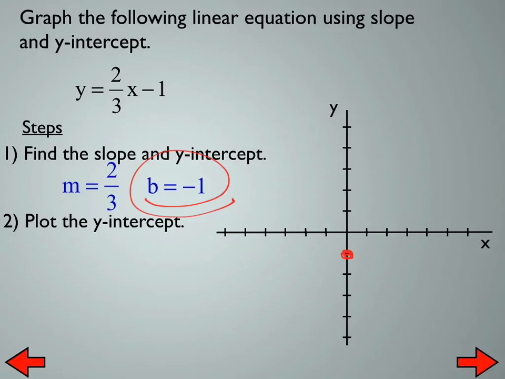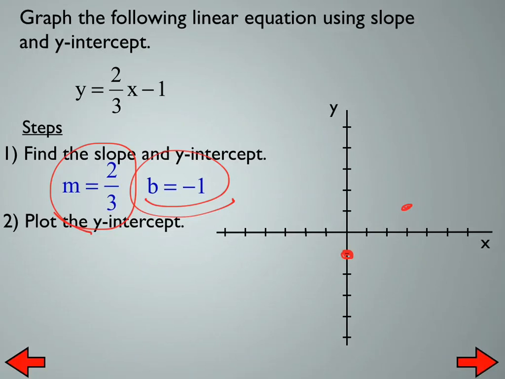From there, we're going to use the slope and this idea of rise over run to find 2 more ordered pairs. So since our slope is 2/3, from there we're going to rise 2 and run 1. Or excuse me, run 3, sorry. So rise 2 and run 3.